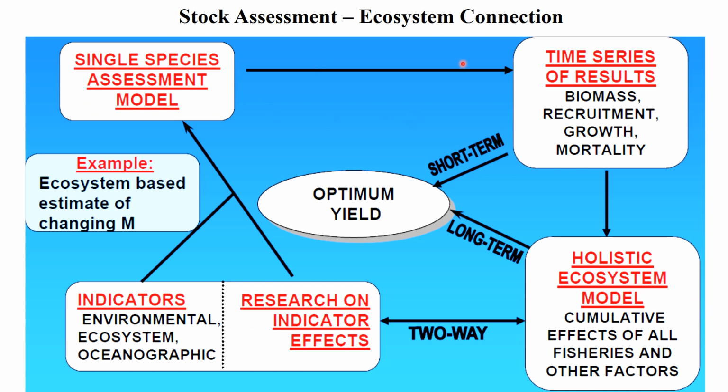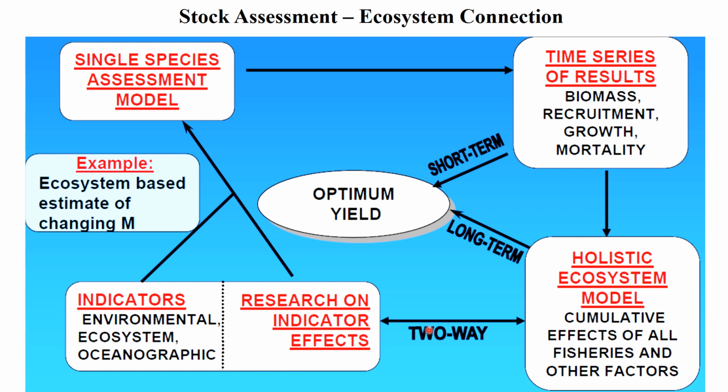So stock assessment requires an ecosystem connection for a long-term model. If you go for a short-term model, short-term optimal yield, then you can only consider the biological data: biomass, recruitment, growth, and mortality. But if you consider the long-term, then you have to consider the ecosystem in your model. So for long-term optimal yield, the ecosystem is required along with the biological data. In a single species assessment tool, single species biology gives you optimal yield for the short term, and ecosystem plus biology gives you a long-term optimal yield.